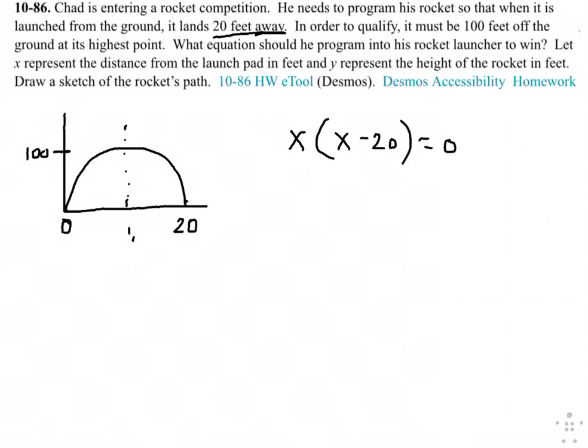Now let's see why this gives us our roots. Because the zero product property says that either x has to be 0 or x minus 20 has to equal 0. So this one gives us the starting position here. And this one, x minus 20 equals 0, that's x equals 20. So that gives us this one. So we have the roots in our quadratic equation now.